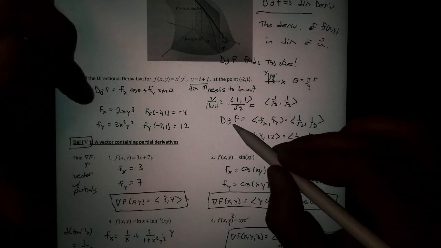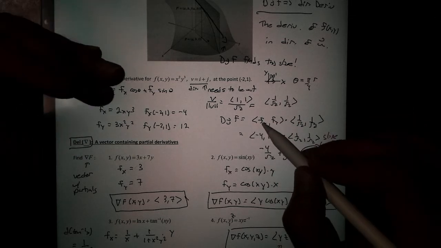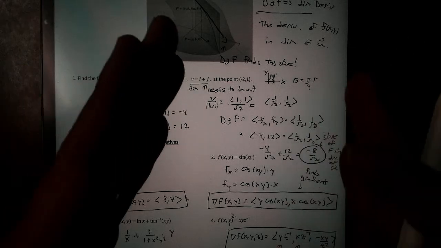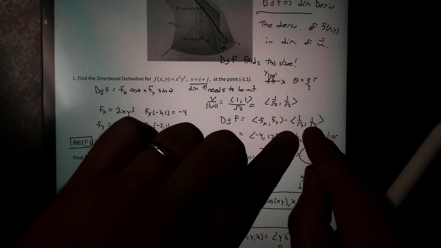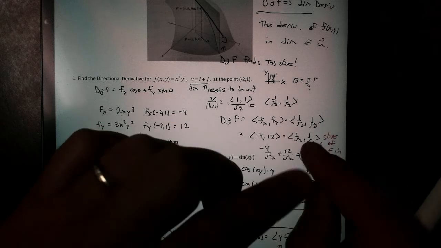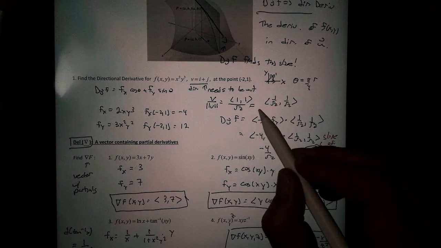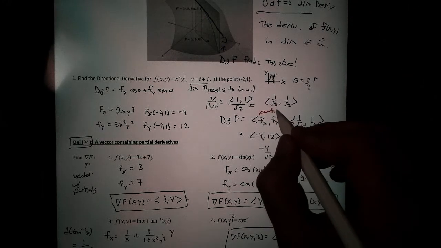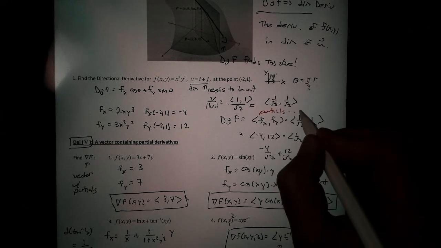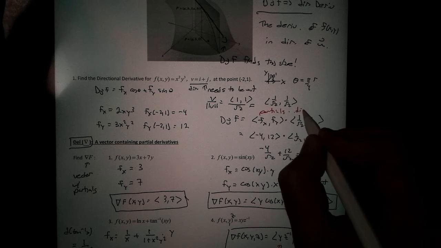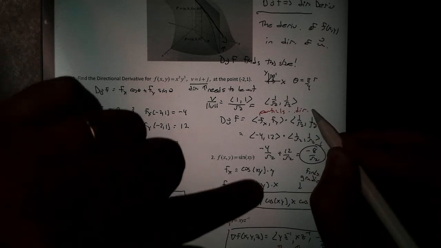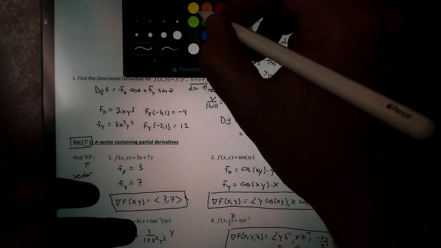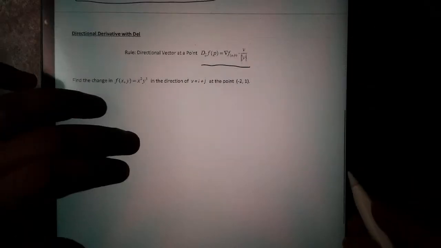If I want to find the directional derivative, we multiplied the vector containing our partials by the vector containing our direction. So we have our partials dotted with our direction vector as a unit vector. And that's exactly what our formula down here tells us to do.